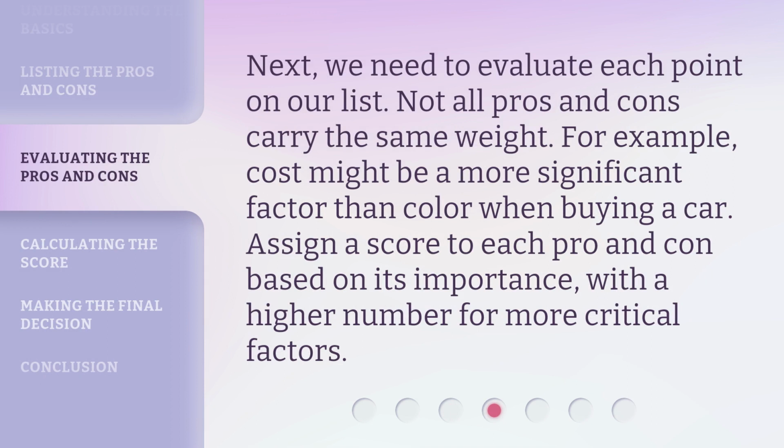Next, we need to evaluate each point on our list. Not all pros and cons carry the same weight. For example, cost might be a more significant factor than color when buying a car. Assign a score to each pro and con based on its importance, with a higher number for more critical factors.